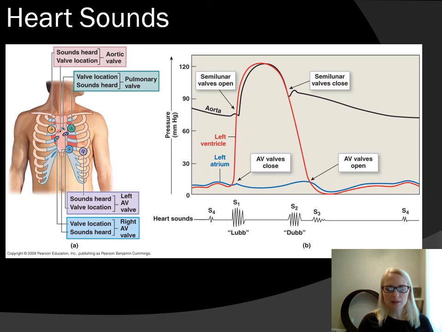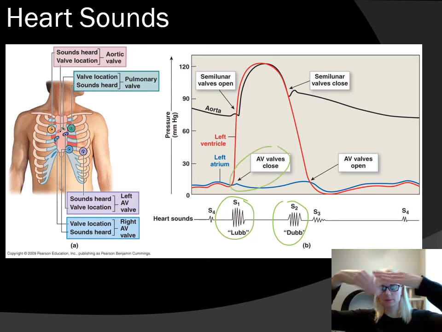Now there are 4 heart sounds listed here, but there are really the 2 major ones that we are familiar with, the lub dub. Those are S1 and S2. The lub is the AV valves closing. Let me double check to make sure. Yes, it's the loudest sound, the first one. So that's the AV valves closing right here.